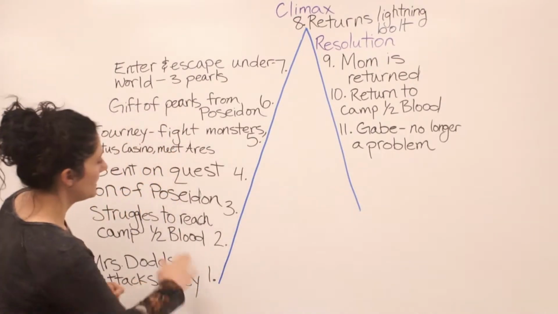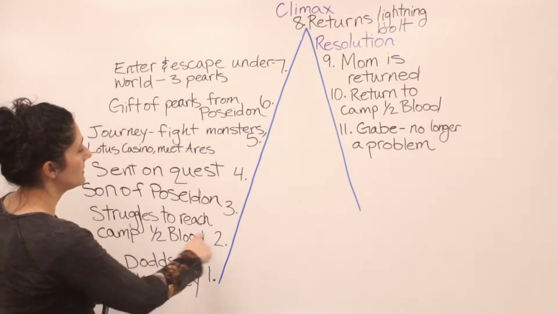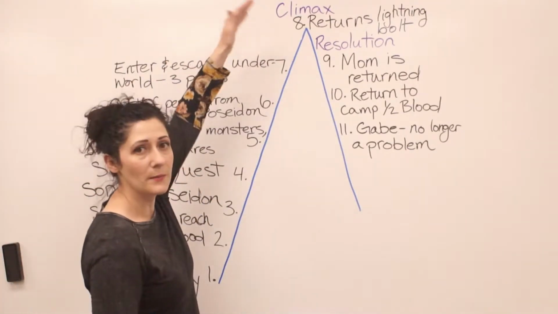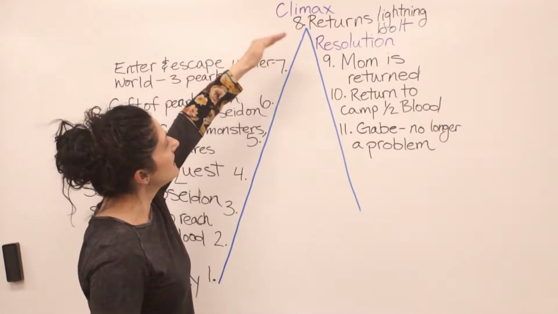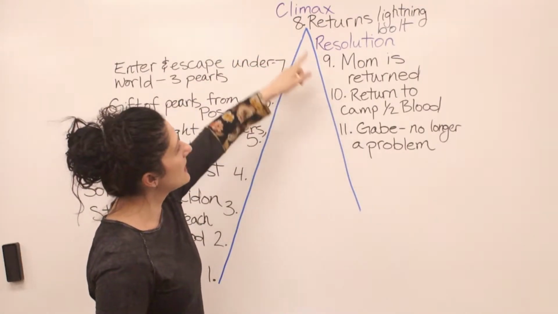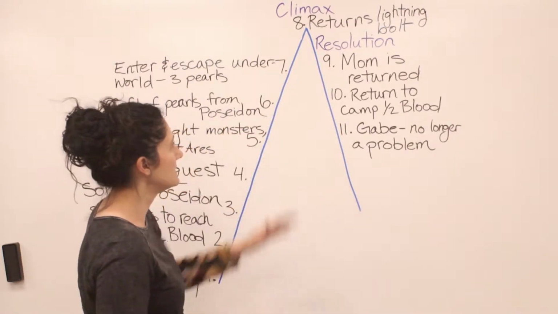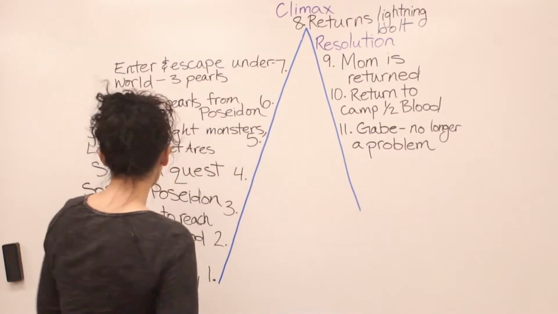These events over here on the left side are all the steps leading up to the climax of the story, the big event. And then these steps down here on the right side, these are part of our resolution, the things that got resolved at the end.